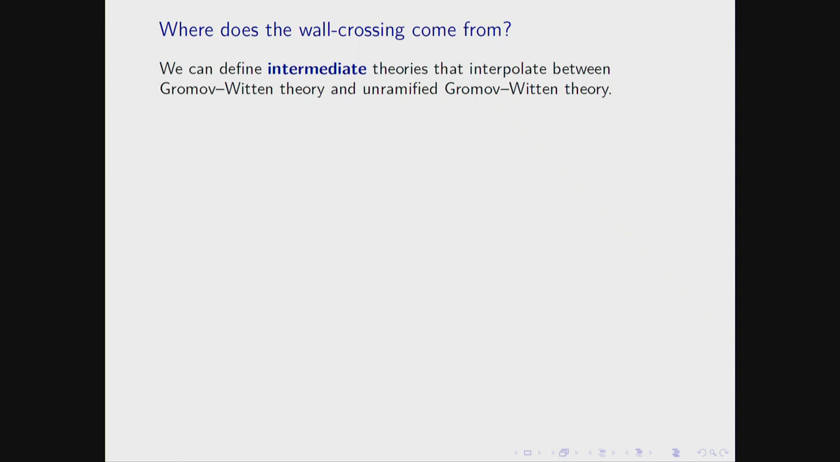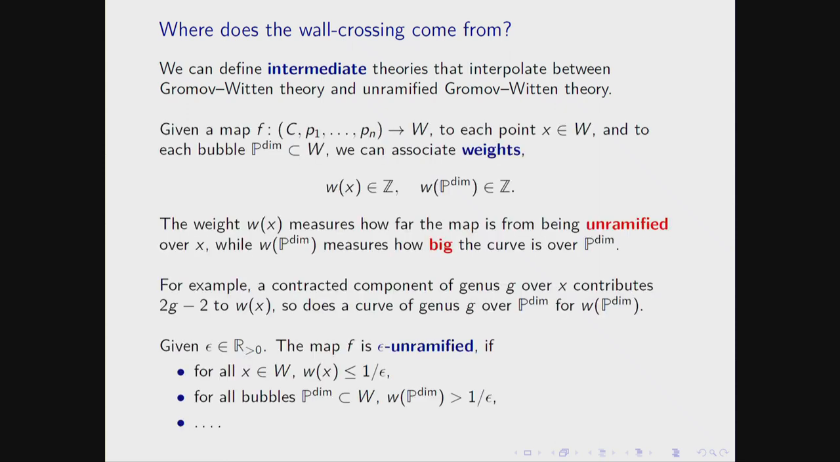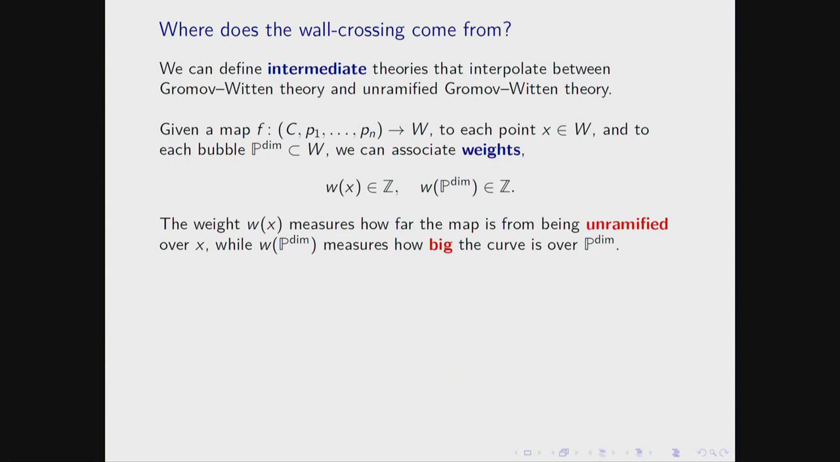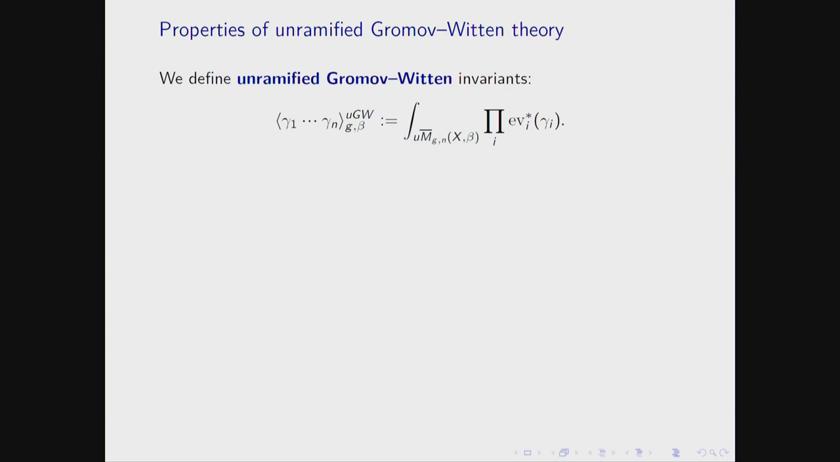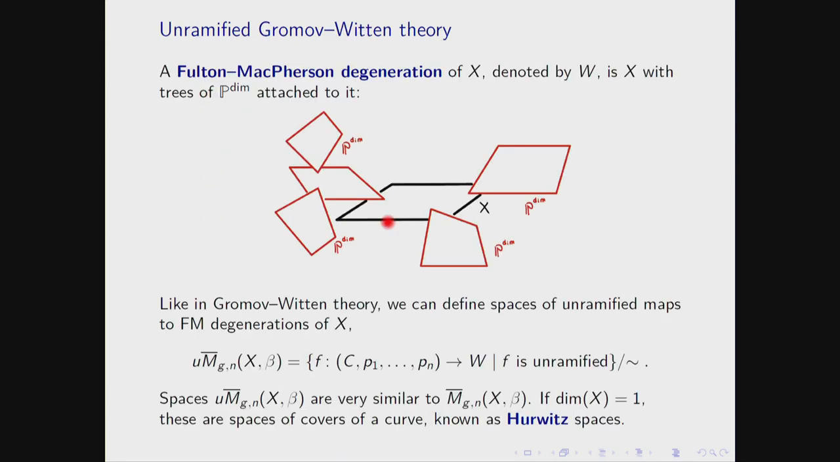In fact, between Gromov-Witten theory and unramified Gromov-Witten theory, there are theories that live in between them. So we can define intermediate theories that interpolate between those two theories. The way we do that is quite simple, and it's not something super fancy. We consider a map from nodal curves with markings to an arbitrary Fulton-MacPherson degeneration. By bubbles, I'll always mean this projective space attached to X.